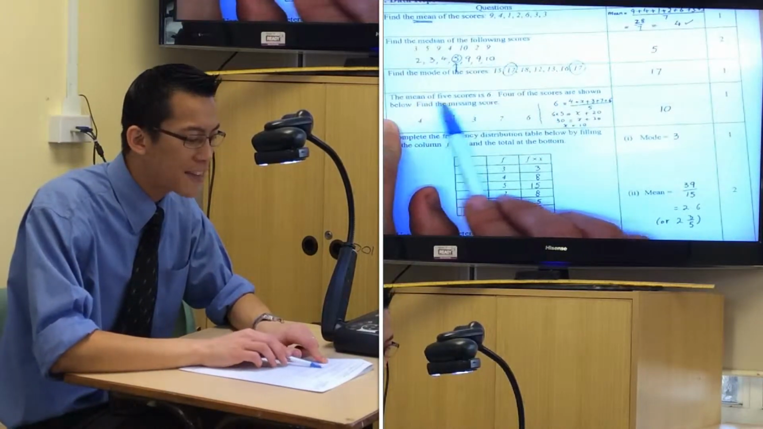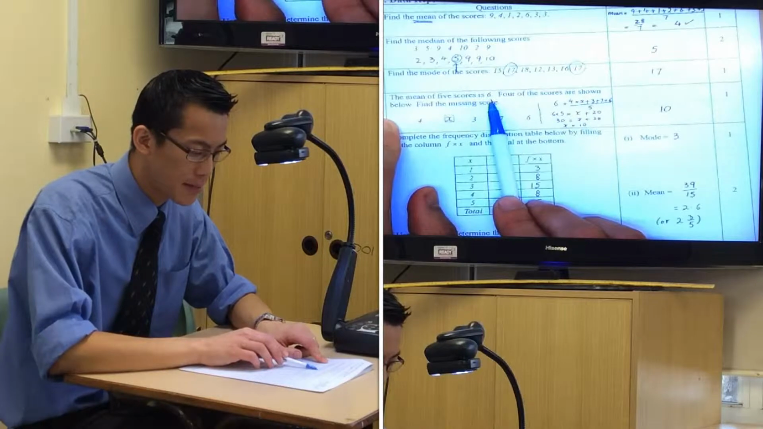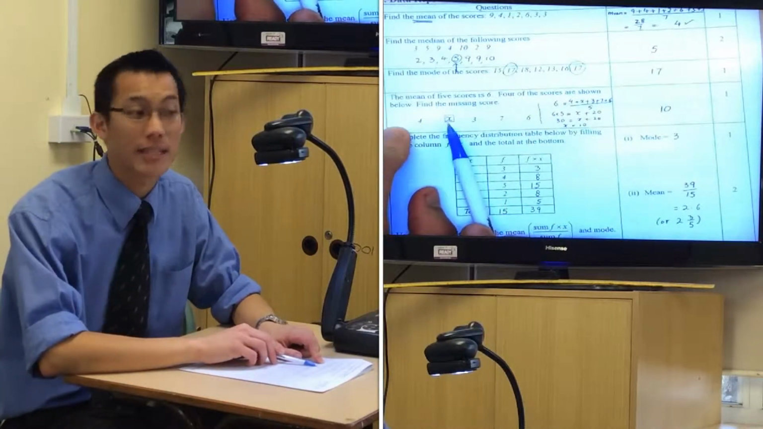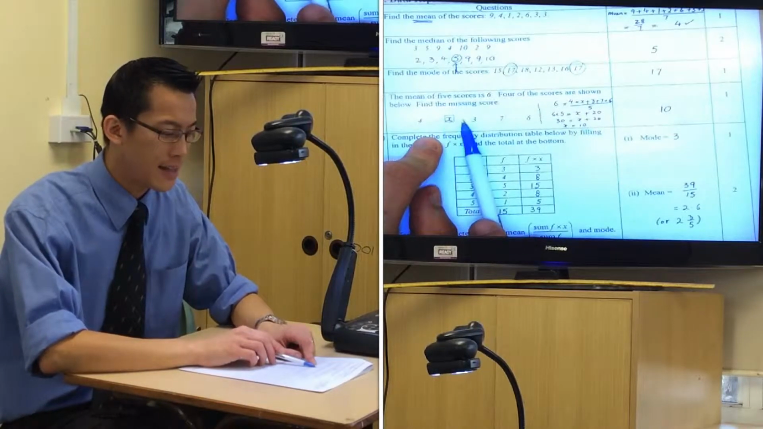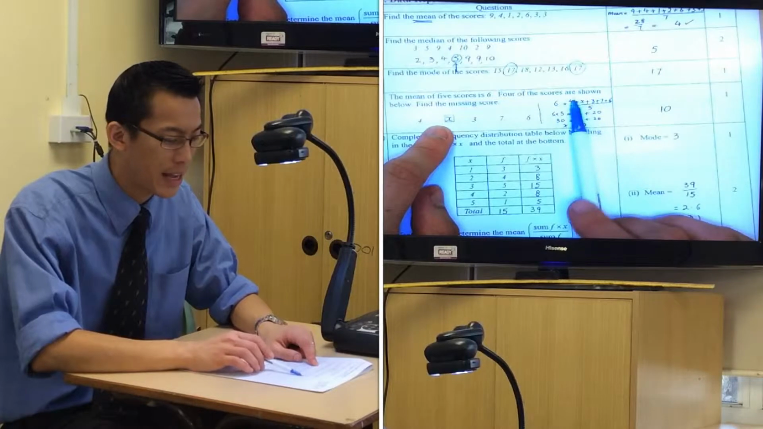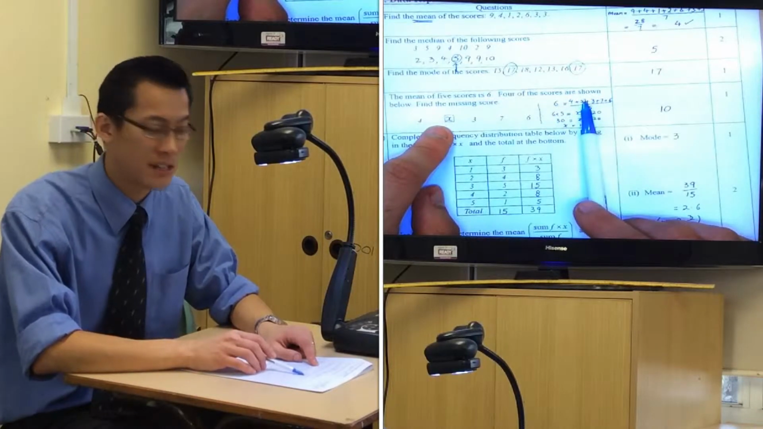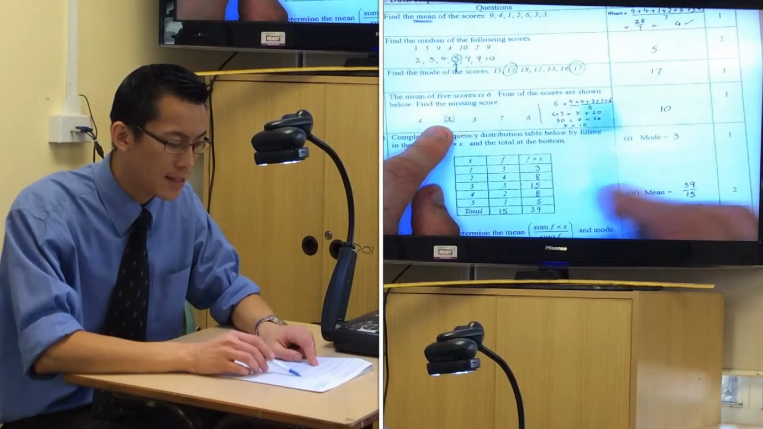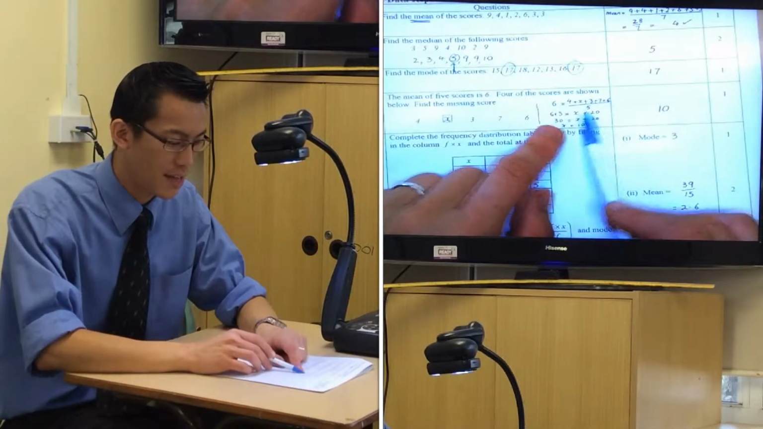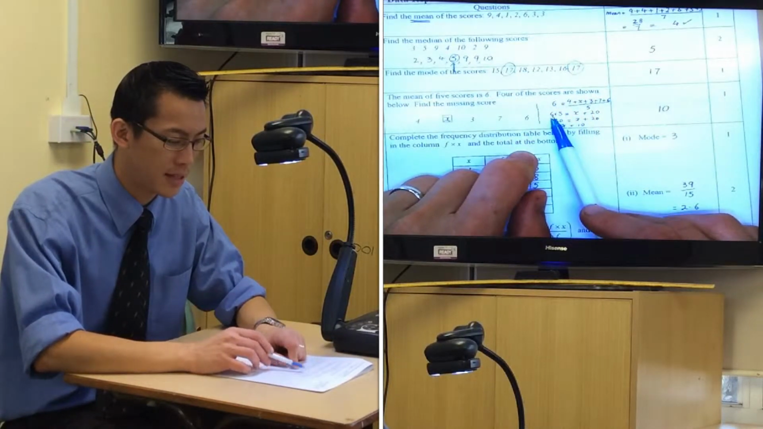The mean of 5 scores is 6. The 4 of the scores are shown below, and there's a missing score. So here they're mixing data with algebra, right? That's the missing score. So you can let that equal x, and then you can work out the mean just the same way that you did before. You have to add these numbers up. You get x plus 20, but you want the x on its own, so you kick the 5 over to the other side. It becomes 6 times 5.